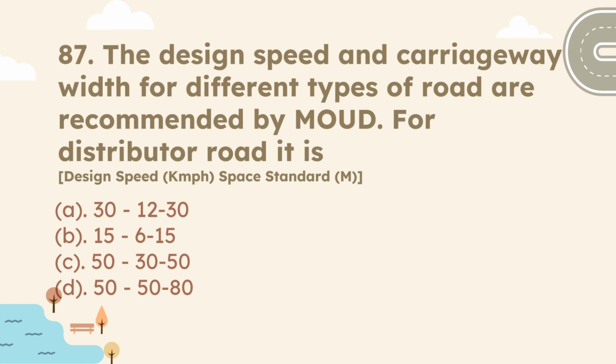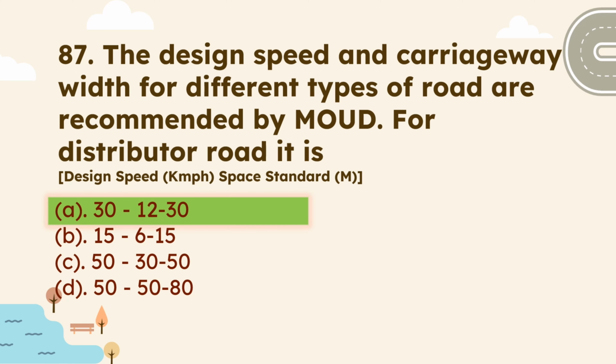Next question is, the design speed and carriageway width for different types of roads are recommended by MOUD. For distributor road it is. So as per Ministry of Urban Development, the design speed of distributor road will be 30 km per hour and width of the road will be 12 meter to 30 meter. Therefore the correct answer is option A.